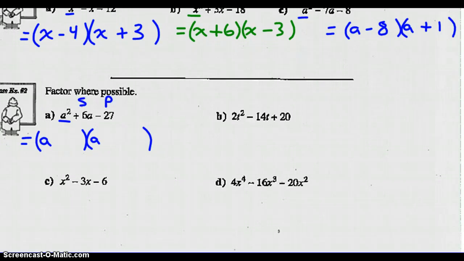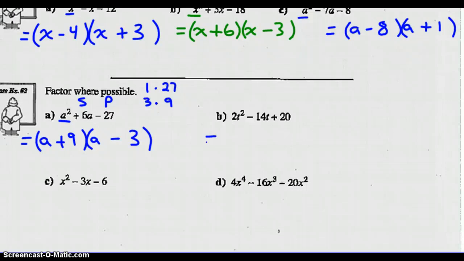Think of all the things that multiply to 27. If you have trouble with this, let's write all the factors of 27. 1 times 27, 3 times 9. Those are the only factors of 27. Do any of these ever add up to 6? And remember, we can have one positive and one negative. So I notice that 9 and 3 have a difference of 6. So if I take a positive 9 and a negative 3, that adds up to 6, and that gives us a product of negative 27.